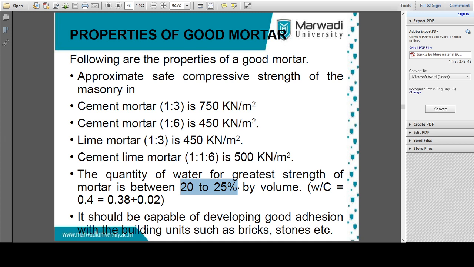Actually this thing has been covered in our lecture, but most of the students were not available, so we will simply go through this lecture very quickly. These two slides are only repeating. It should be capable of developing good adhesion with the building units such as brick and stone. So these are all properties which are in ideal conditions to be observed.